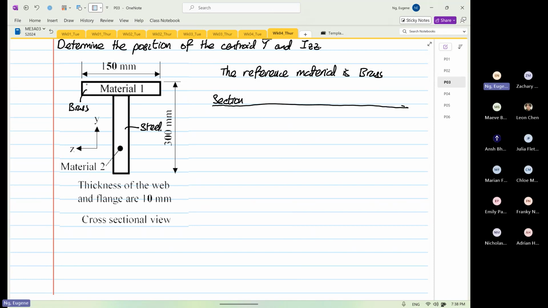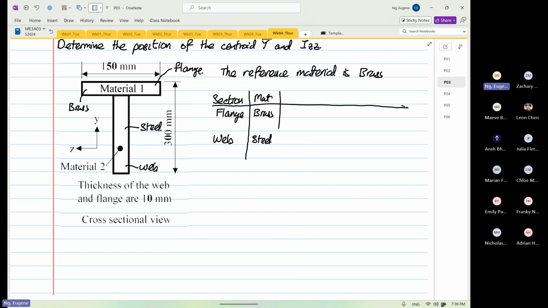Any section horizontal in this orientation is known as a flange. Any one that's vertical is what we call a web. So I'm going to call the section flange, and then the next one, known as web. Next, we have to specify the material. We know the flange is brass, and the web is made of steel.